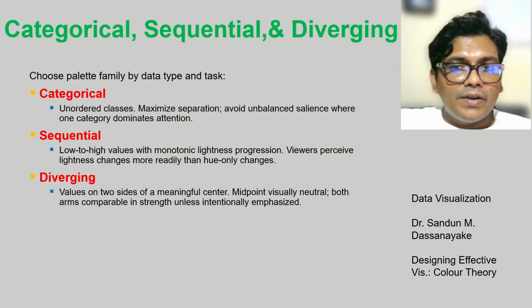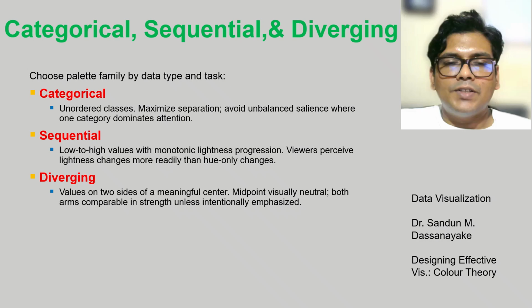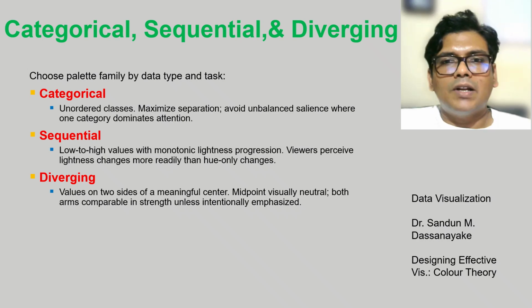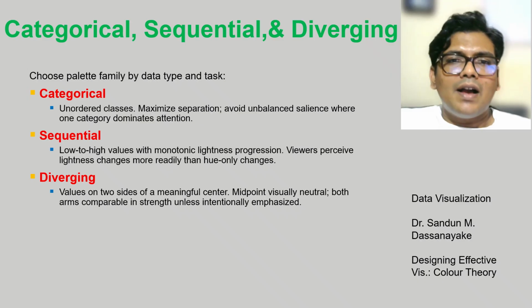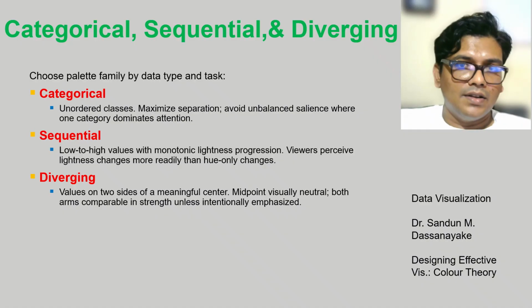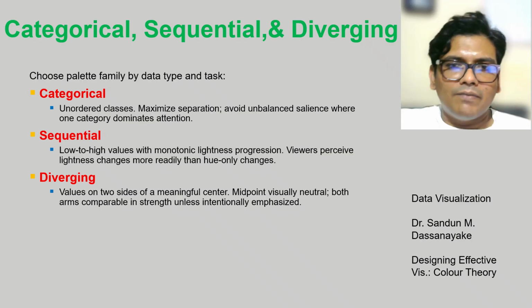In the case of sequential, for data that runs from low to high, like temperature, population, or revenue, the key is a smooth progression from light to dark, or vice versa. Because our eyes are much better at reading lightness changes than hue changes alone. A good sequential palette feels like it naturally goes somewhere.